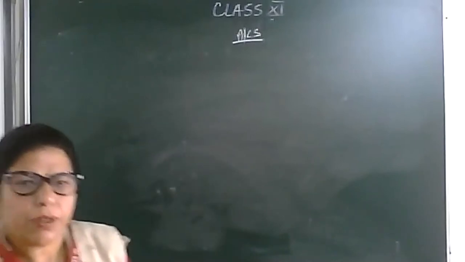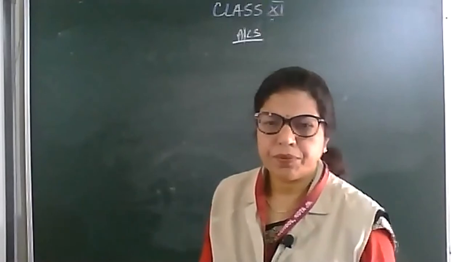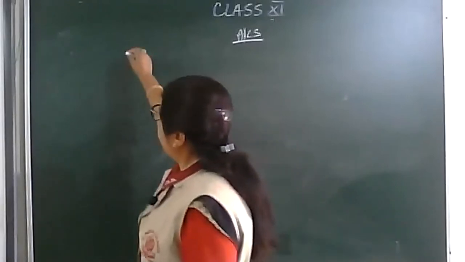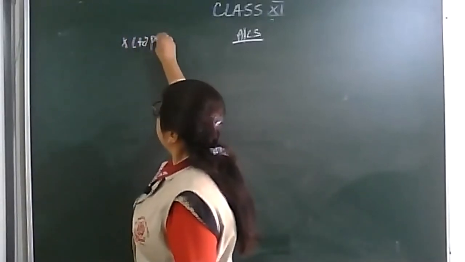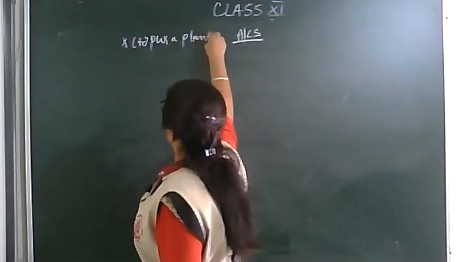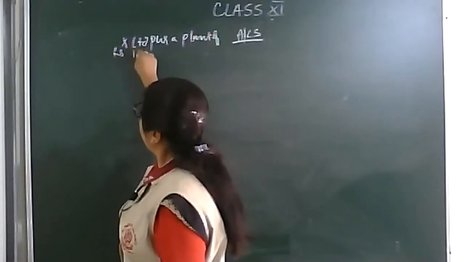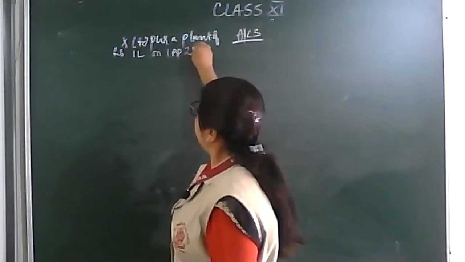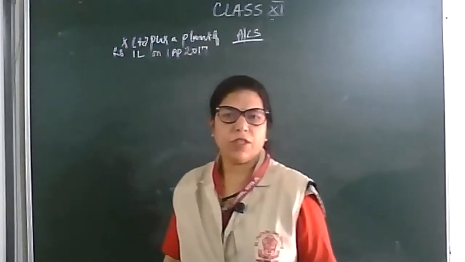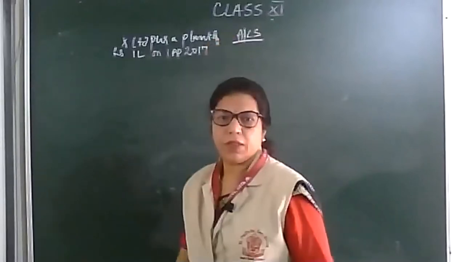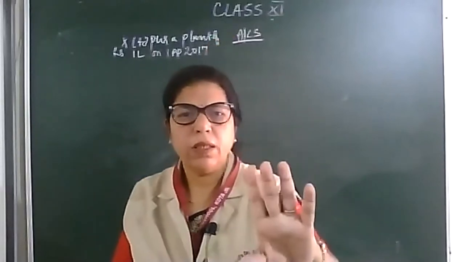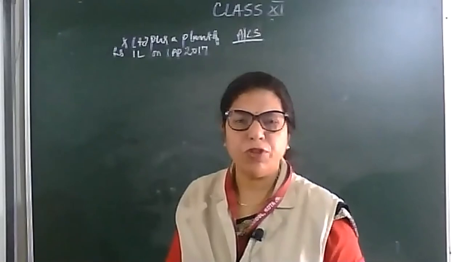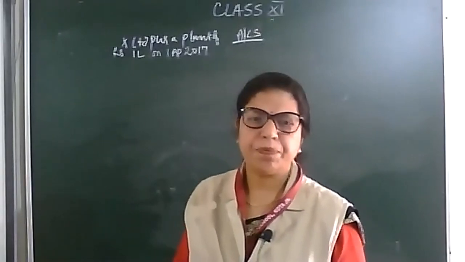Note down one question, please. X Limited purchased a plant of rupees 1 lakh on 1st April 2017. Board is visible. X Limited purchased a plant of rupees 1 lakh on 1st April 2017.